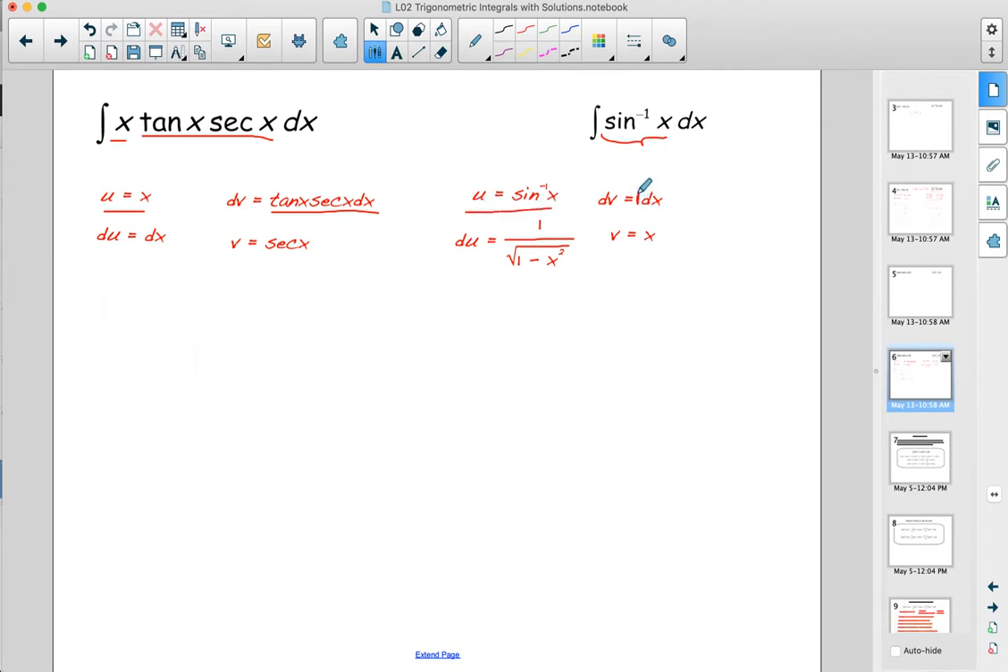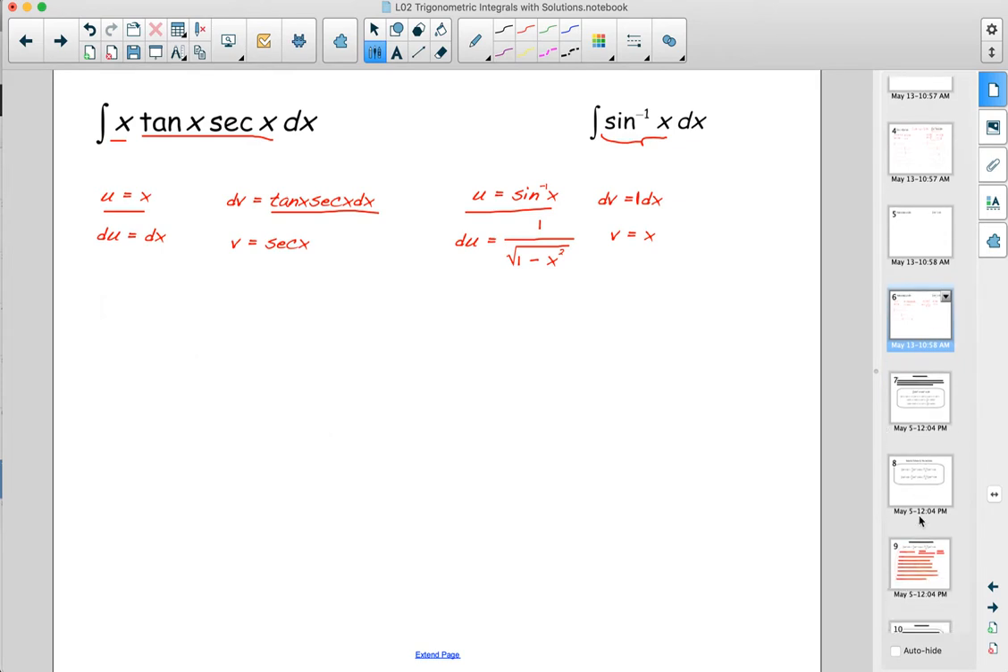I'm going to put 1 dx there, because when you go backwards on this algebraic function, you're going to get x. And when you go forward and you take the derivative of this, you get 1 over the square root of 1 minus x squared, and then you can move forward from there and finish this particular question off.